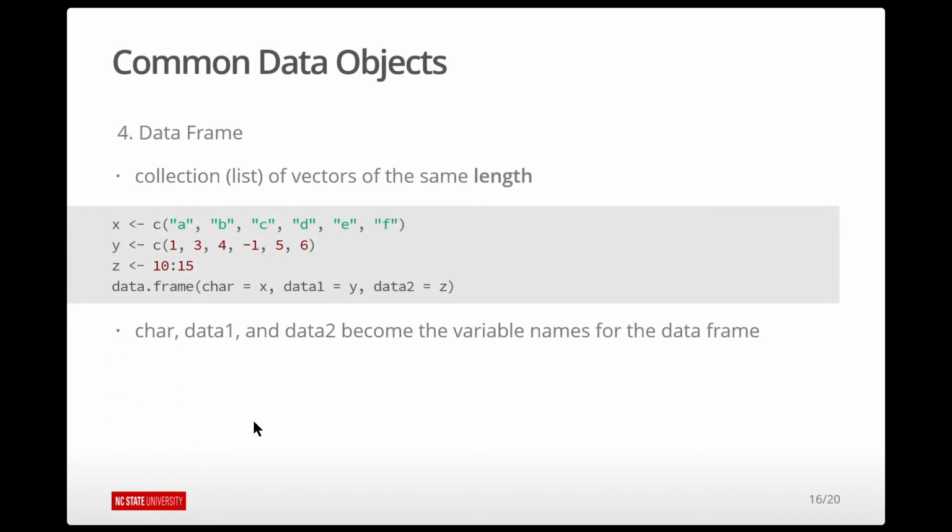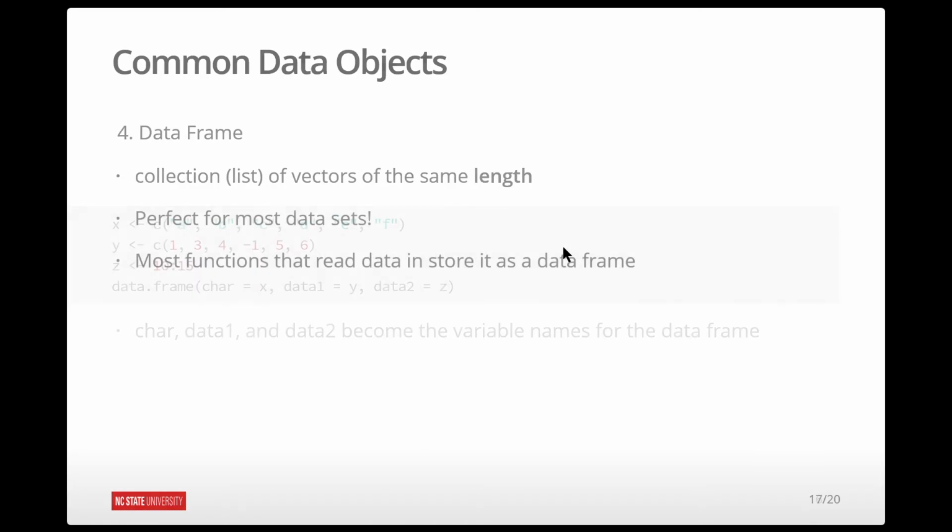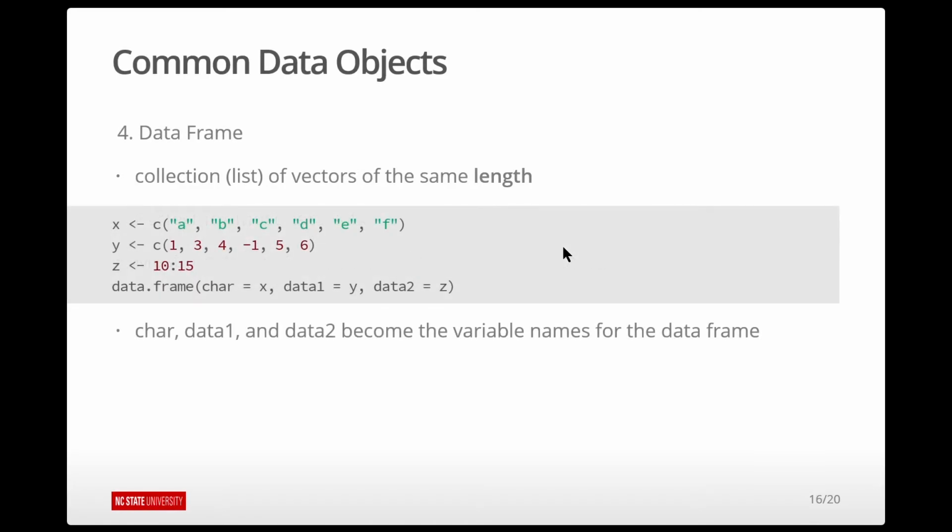You can also change the names of your columns as you create your data frame. If you specify a name here on the left, that is actually going to name that column char. data1 would be the name of the second column, and data2 would be the name of the third. And then we're saying char should correspond to the x object, data1 to y, and data2 to z. That's really useful, because we're going to be able to access the different columns of the data frame using these column names as we go.